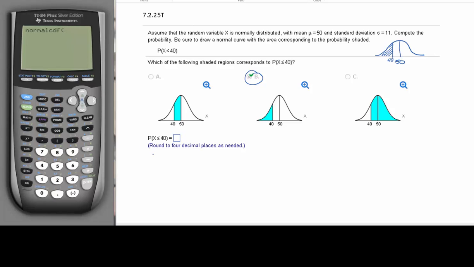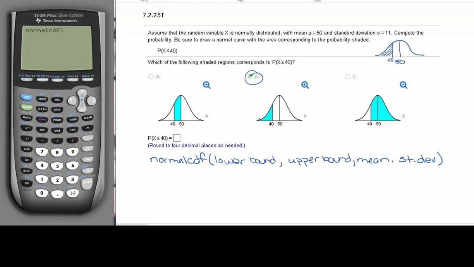And now with our normal CDF, you're going to enter in the lower bound, the upper bound, the mean, and then the standard deviation, with a comma separating each of these four things, and then you close parentheses.